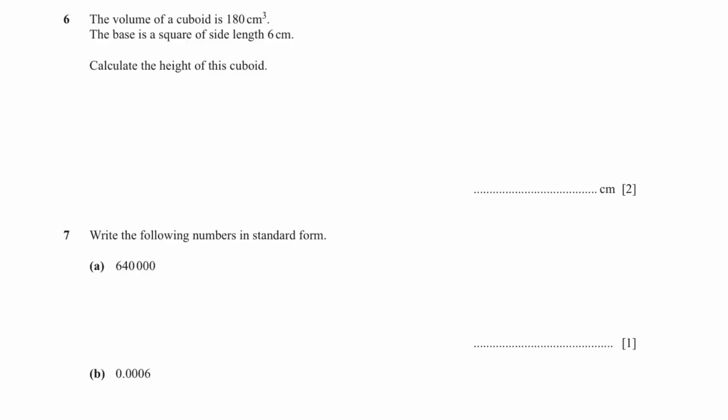The volume is found by using the formula length times width times height. This is a cuboid and the base is a square. It means the down part is a square. If it is a square, the sides are going to be the same, correct? So 6 and 6, and we need to find the height. We are going to replace in this equation whatever information we have. The volume is given to us, 180. Length is 6, width is 6, and we need to find the height.